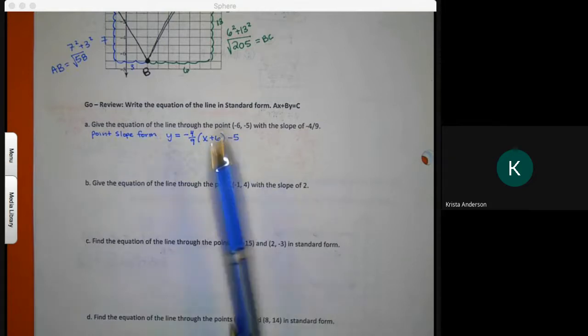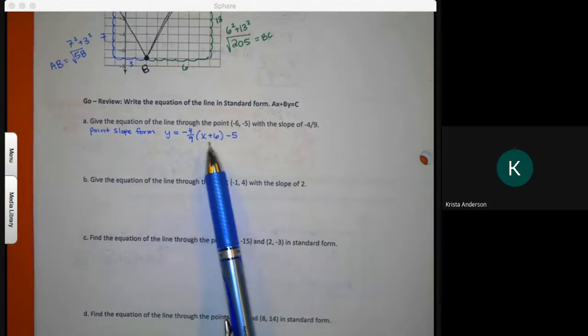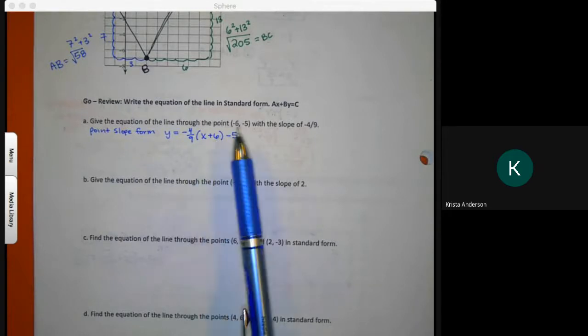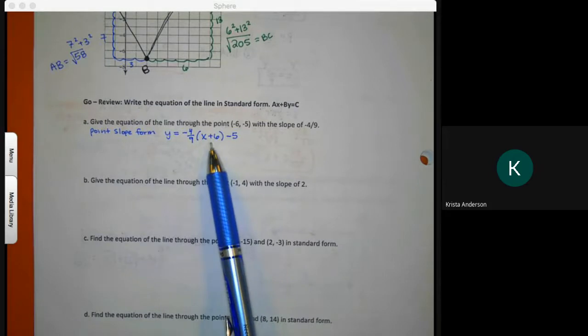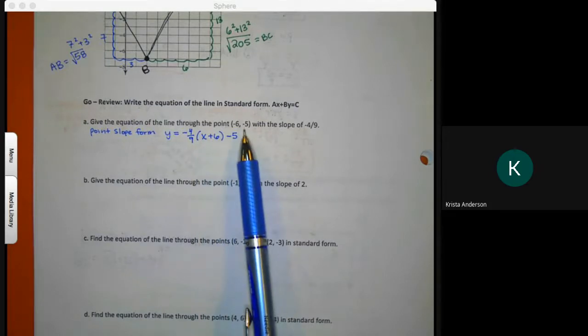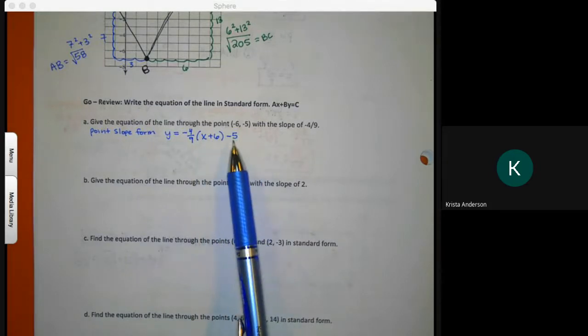What is the negative 4 over 9? That is my slope. Why did I put a plus 6 after the x? It's a negative. The negative 6 becomes a positive when placed in the parentheses with the x. And where did the negative 5 come from? The y. It does not change signs.